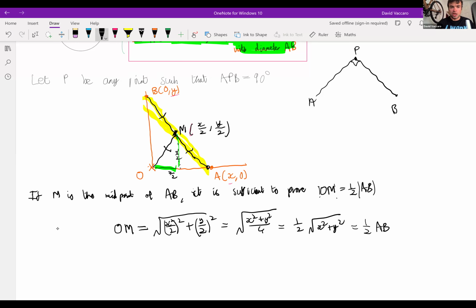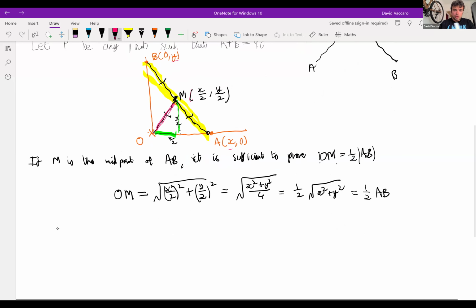Okay, so what that shows is that the three lengths that I've marked, OM, MB, and MA, are all equal to one another, so they all lie on a circle with centre M. A slightly neater geometric argument would just be that if I had drawn the diagram as before, I could just add a new point C to complete the rectangle.